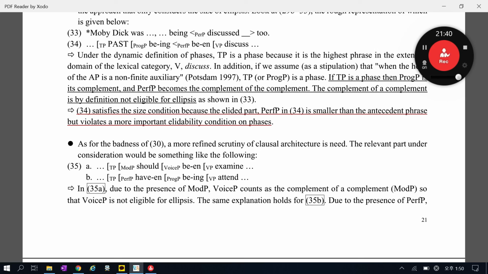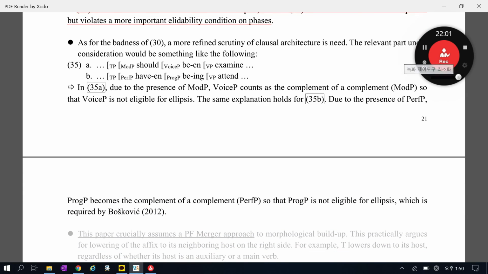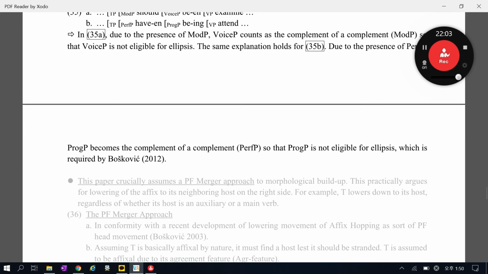As for 30, look at 35. In 35a, due to the presence of a modal P, the voice P counts as the complement of the complement, so that the voice P is not eligible for ellipsis. The same explanation holds for 35b. Due to the presence of a perfect P, prog P becomes the complement of the complement, so that prog P is not eligible for ellipsis, which is required by Boskovic 2012.